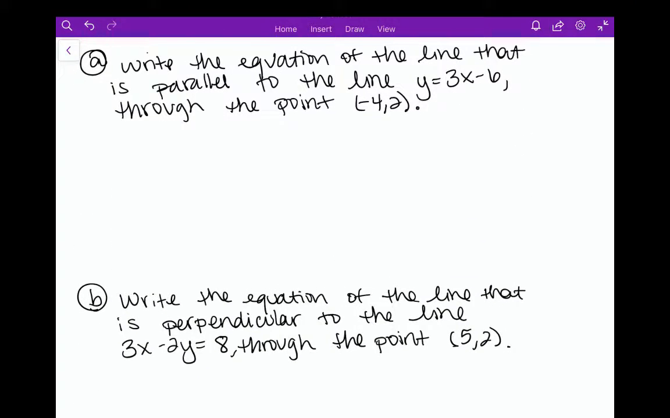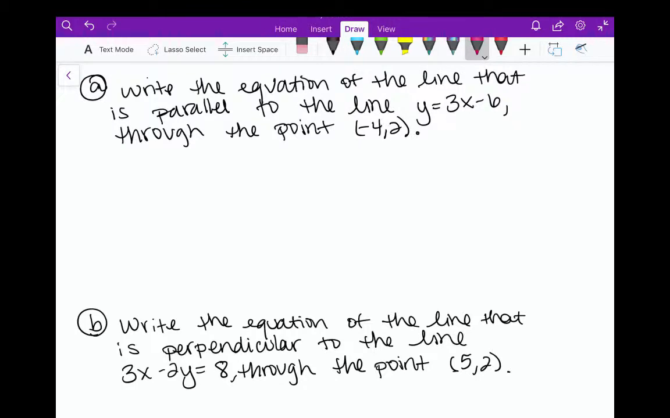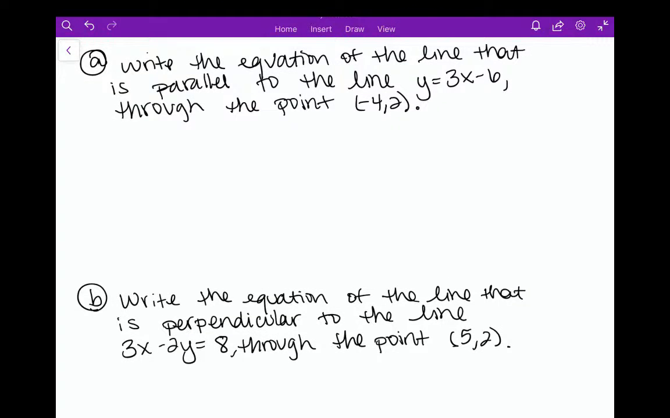So letter A says, write the equation of the line that is parallel to the line y equals 3x minus 6 through the point negative 4, 2. So if I need it to be parallel, then my slope needs to be 3, because that's the slope of my original equation. And the point that I'm given is negative 4, 2. So what I'm going to do is use slope-intercept form to find my y-intercept to then get the equation of the line, because right now I don't have a y-intercept.